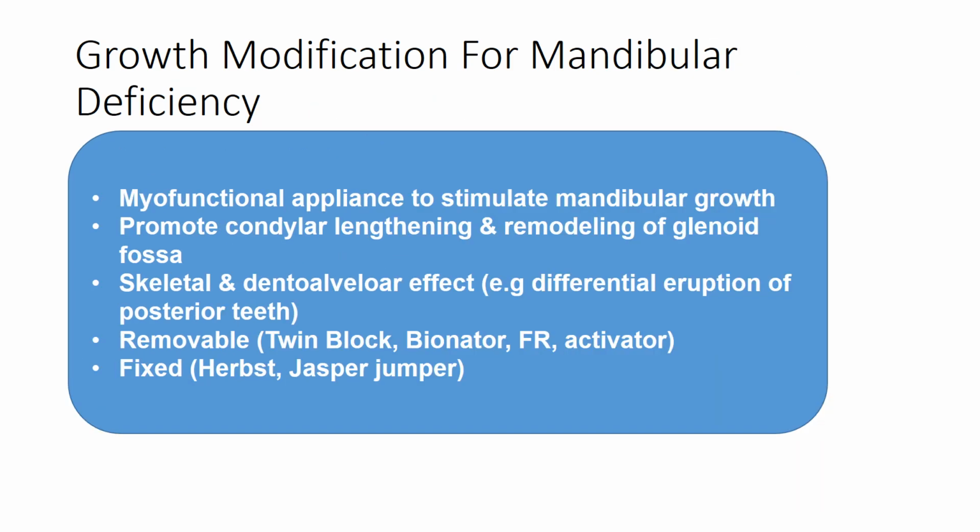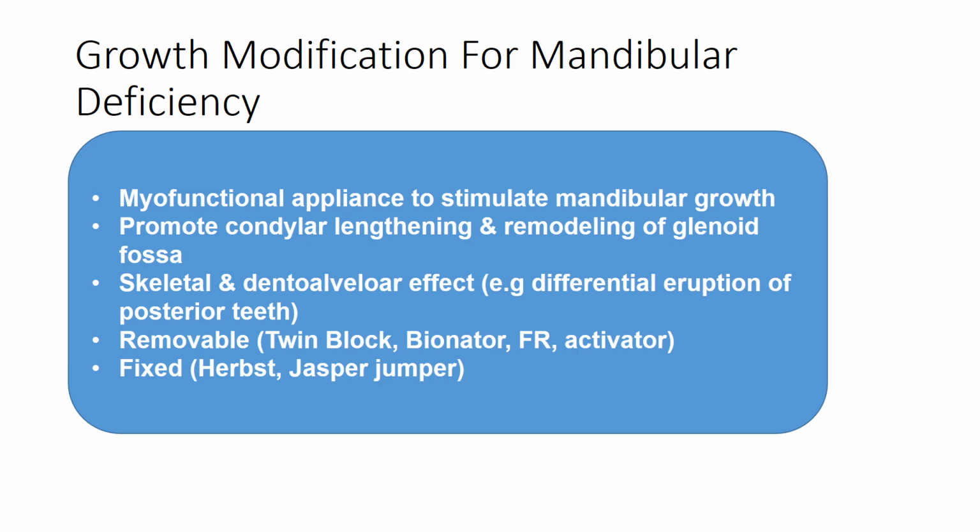Now, for mandibular deficiency, normally growth modification is undertaken via use of myofunctional appliances to stimulate mandibular growth. Now, this promotes condylar lengthening and remodeling of the glenoid fossa. The effect of this is both skeletal and dentoalveolar. The dentoalveolar effect involves differential eruption of the posterior teeth.